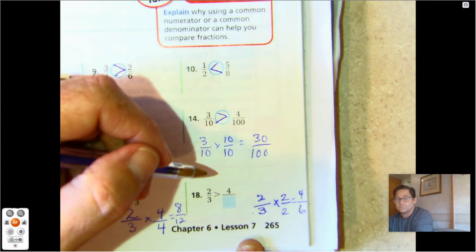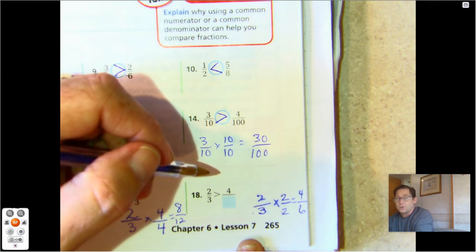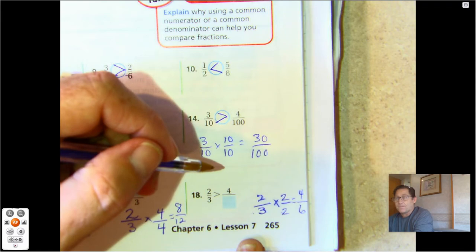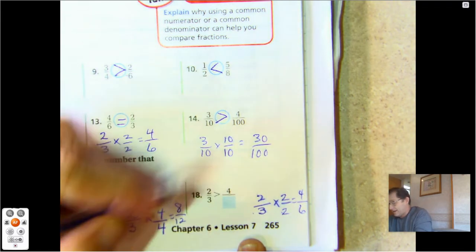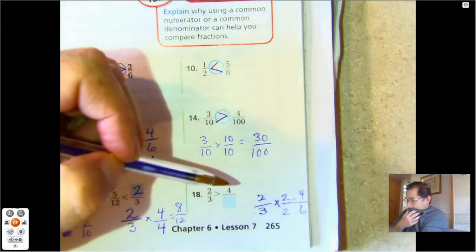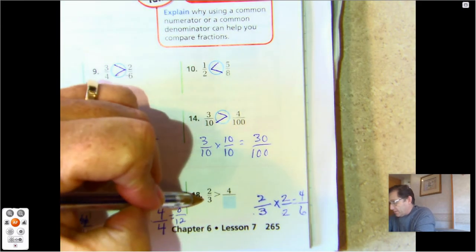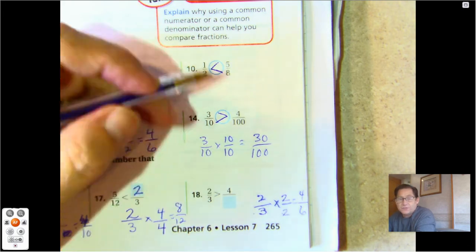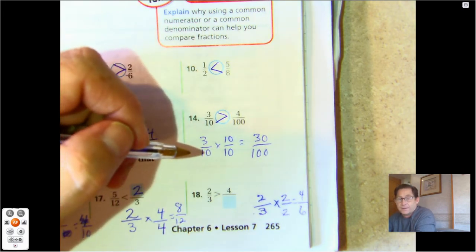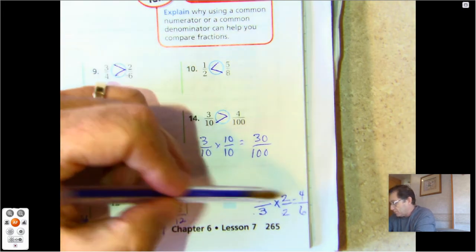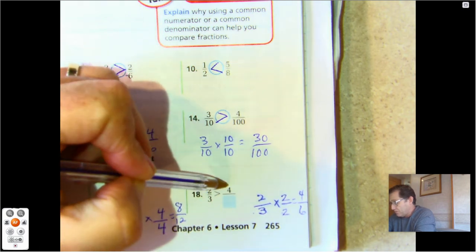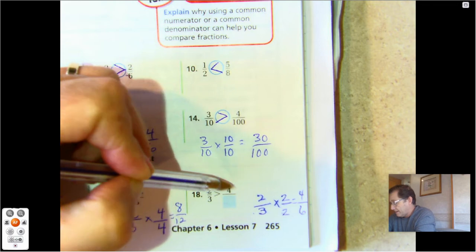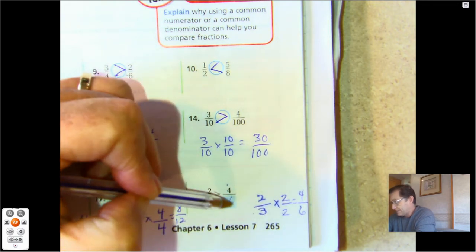So we have to have a value that's going to be smaller than 2/3. Okay. Right now, if I multiply by 2 over 2, 2/3 would have the same numerator as the 4, which would make this 4/6, but that's equal.